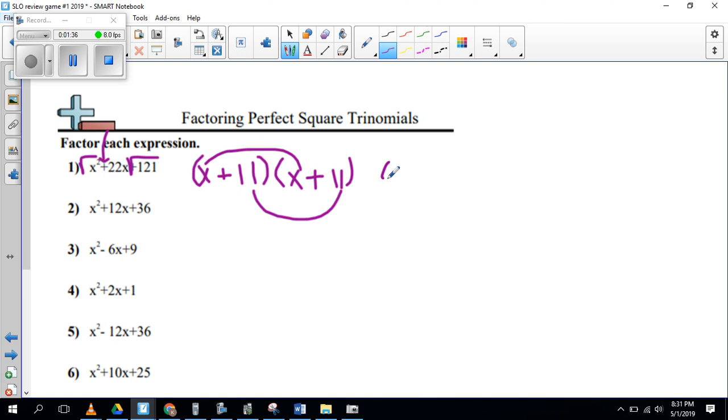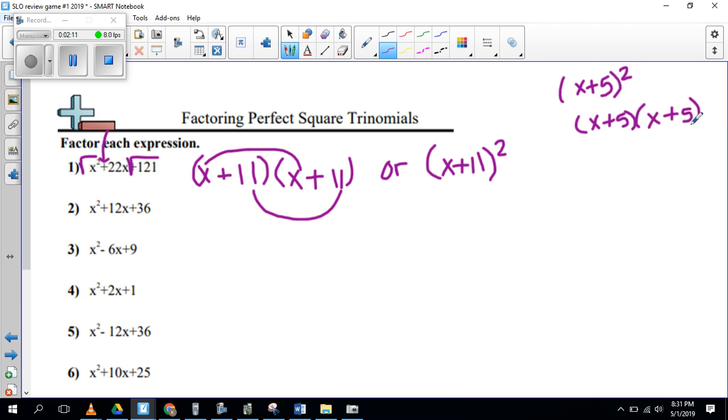Also, another way of writing this is x plus 11 squared. Because remember when you write that square behind a parentheses, it just basically says write me twice. So if I wrote, for instance, x plus 5 squared, all that means is write x plus 5 twice. x plus 5, x plus 5. So, I just want to show you both ways it may be written on the milestones.